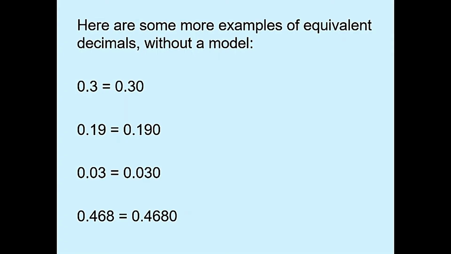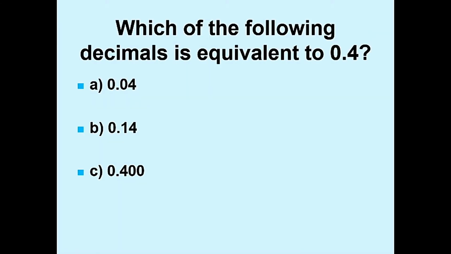Here are some more examples of equivalent decimals without a model. 0.3 equals 0.30. We will add 0. 0.19 equals 0.190. We will just add 0. 0.03 equals 0.030. We will just add 0. 0.468 is equal to 0.4680. We will just add 0.